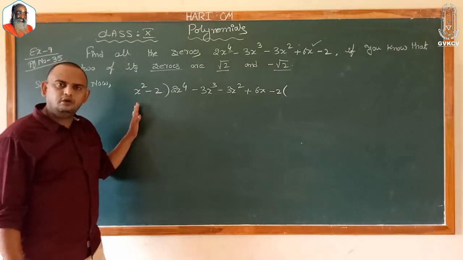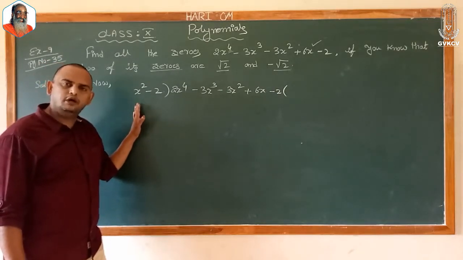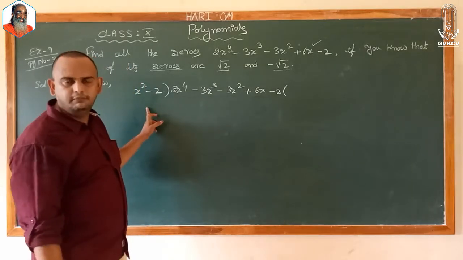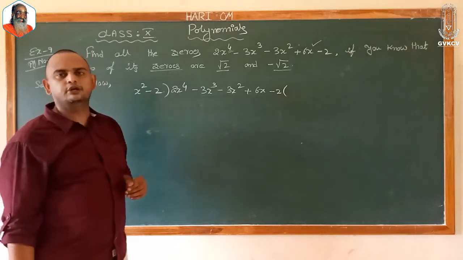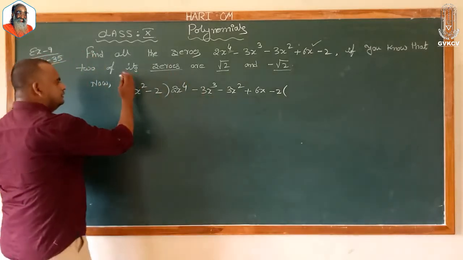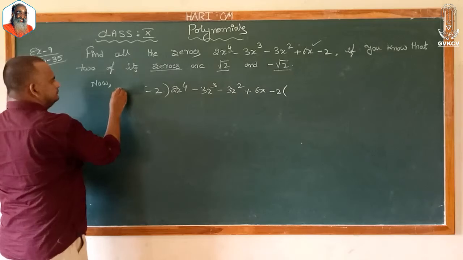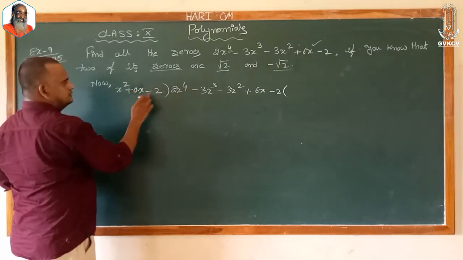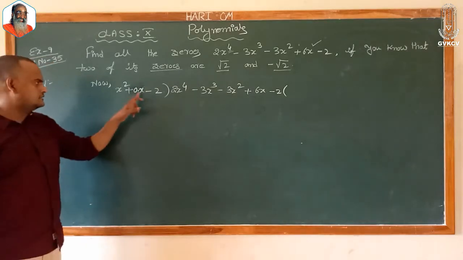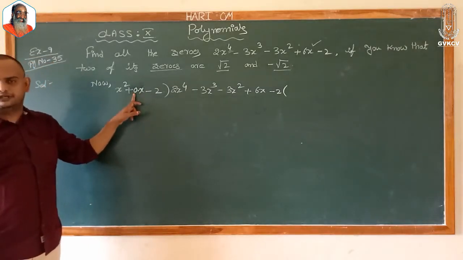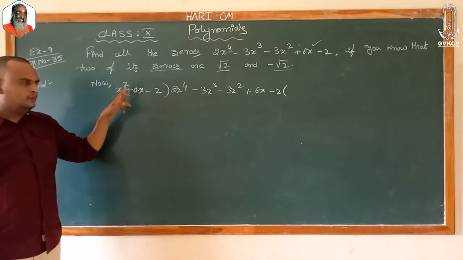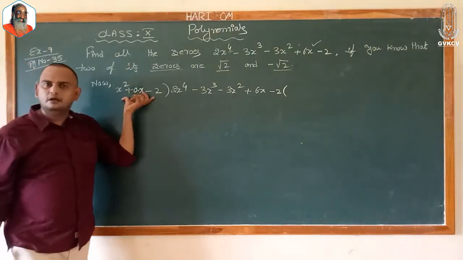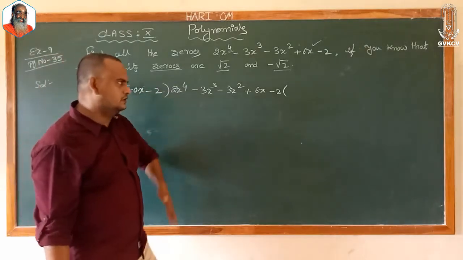So when we don't have complete polynomial, what we have to do? We should make them into complete. Now it is an incomplete polynomial. Let us convert into complete polynomial. How to convert it? As we know, x square plus 0 into x minus 2. So x term we are taking with 0 coefficient. Now I have x square term and x term and constant, which is a complete polynomial. Now let us start the division.